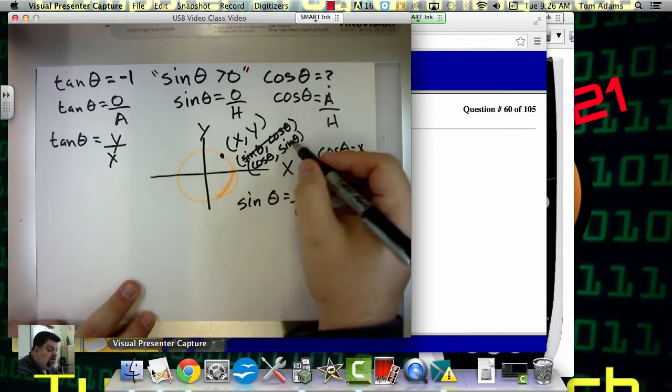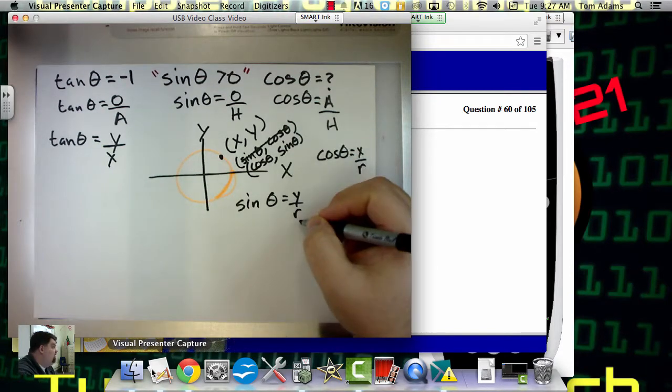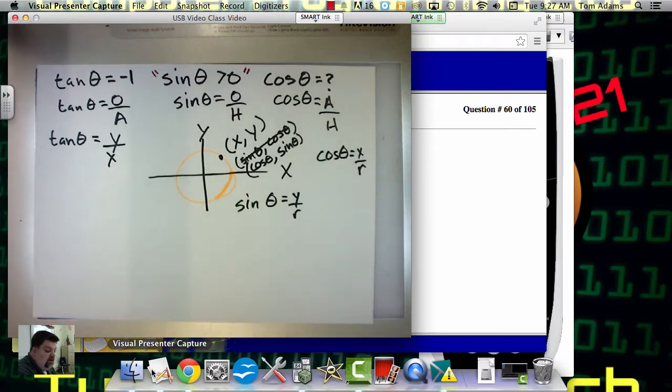So this cosine, sine business, being the xy coordinates on the circle, is usually the unit circle where we have a radius of 1. But sometimes we have a different radius. So I think it's important that I write out that the radius is here.